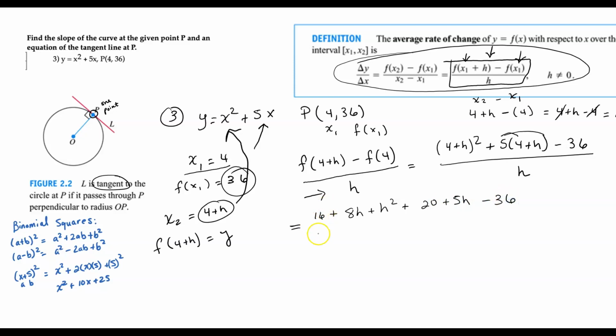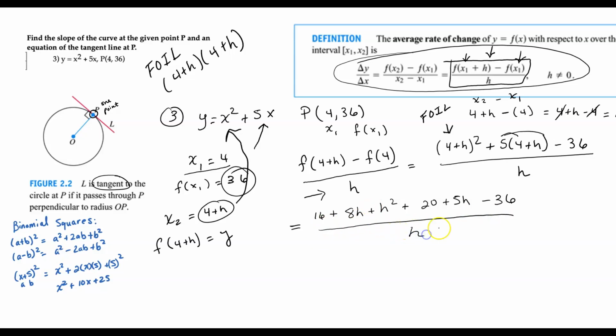Now, if you have a question about how I came up with this, what I'm going to tell you, if you don't know the trick, is just use FOIL. What do I mean by FOIL? You're going to have to write it out as 4 plus h times 4 plus h. That's all we're doing is FOIL, but I'm doing it in my head, and it's a neat trick to be able to use the binomial square. You're going to want to know the trick because this subject is going to get a lot more difficult. So keep that in mind. That's why we're doing it.